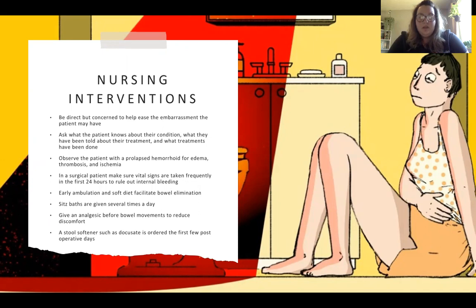You're going to want to give them sitz baths several times a day. You can also give them an analgesic if it's prescribed before bowel movements, and that can help with some of that discomfort and pain that they might have down there. A stool softener such as Docusate is normally ordered within the first few preoperative days, just to help soften those stools.